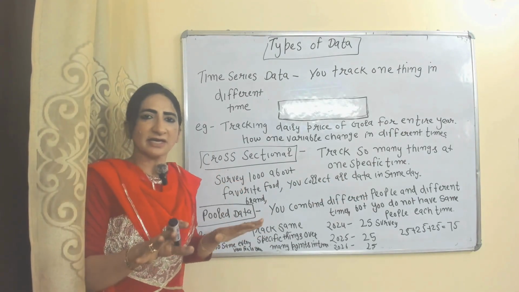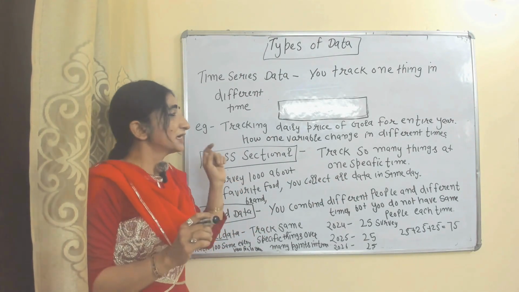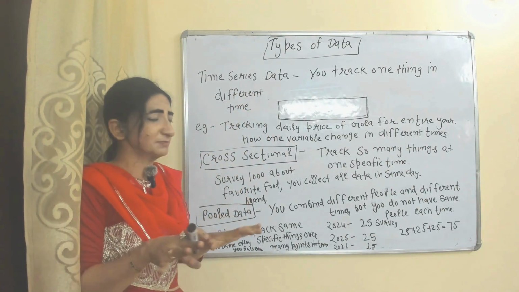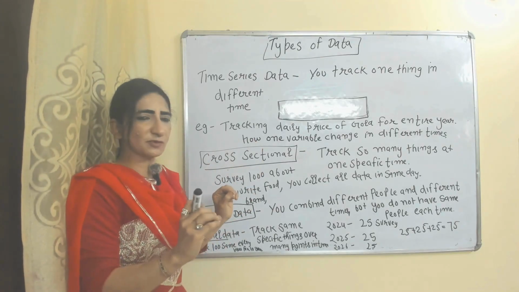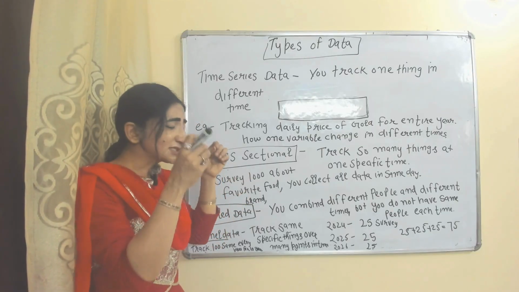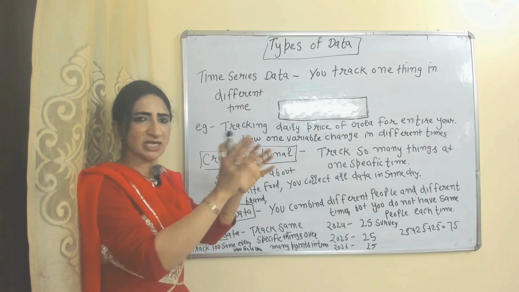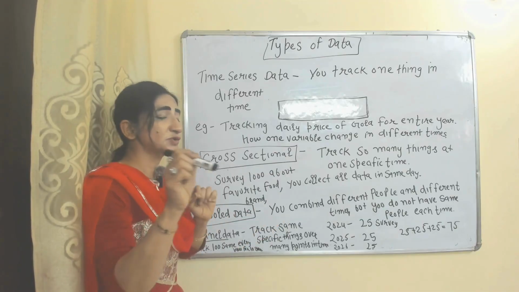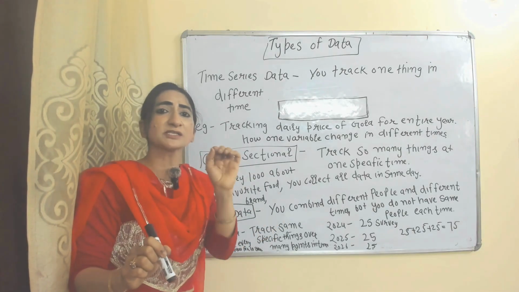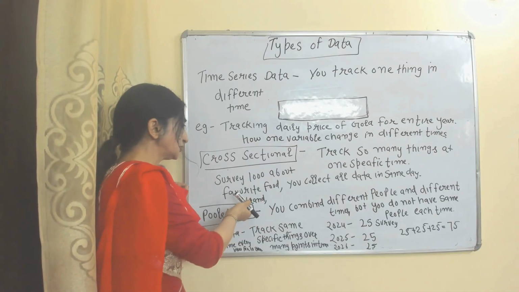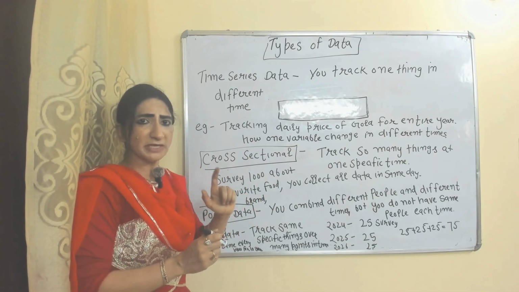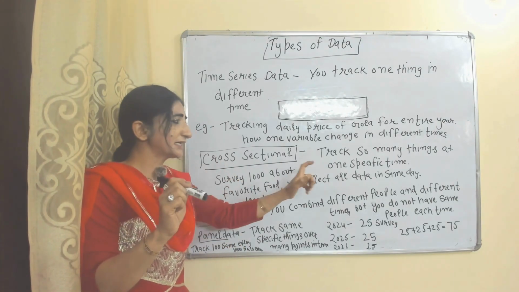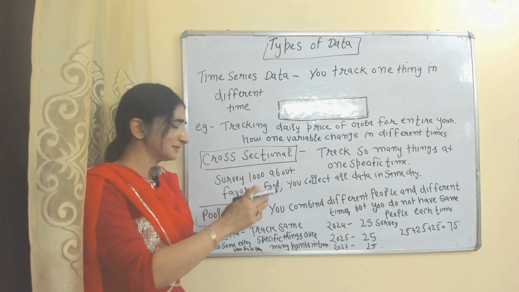Without data, regression analysis is impossible. In case of time series data, you track one thing at different times. For example, tracking the daily price of gold for an entire year. You just want to see how one variable changes at different times. In case of cross-sectional data, you track many things but at one specific time. For example, you take a survey of 1000 people about their favorite food and brand, and you collect all the data in one day, on the same day.